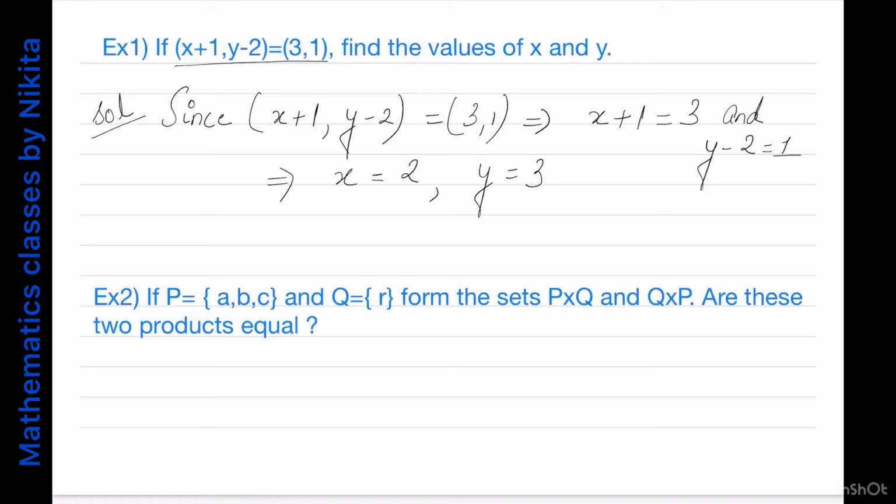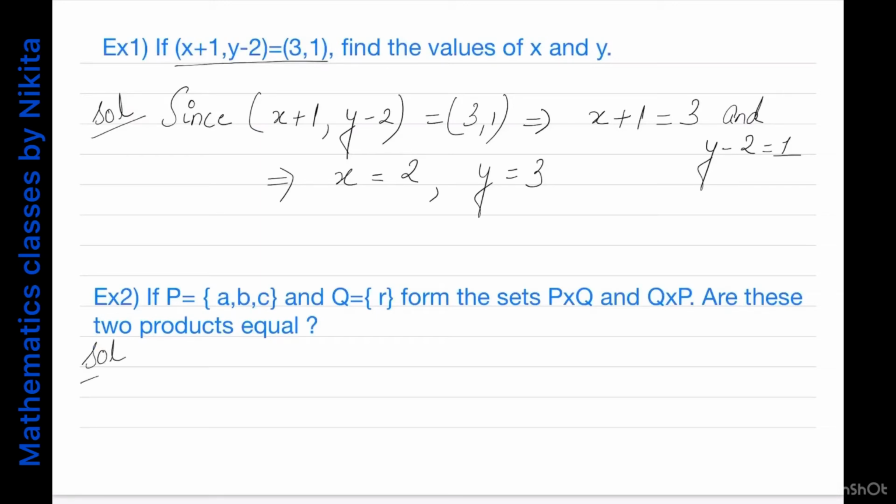Let's see the second example. If capital P is equal to A comma B comma C and capital Q is equal to R, you have to form the sets P cross Q and Q cross P. Are these two products equal? And then you have to tell whether these two products are equal or not.